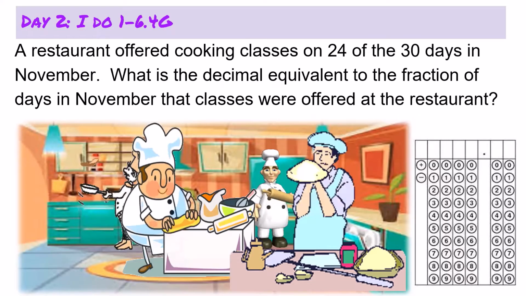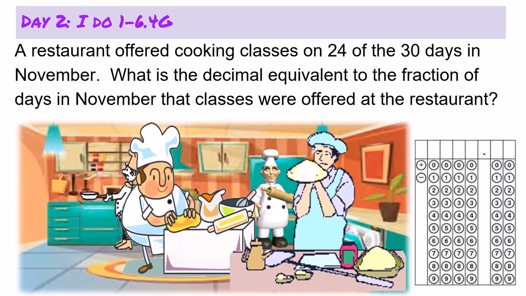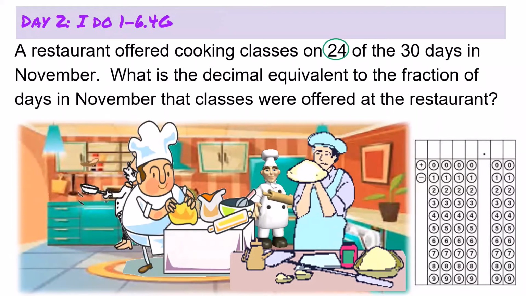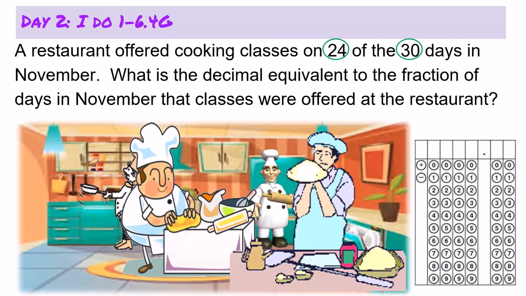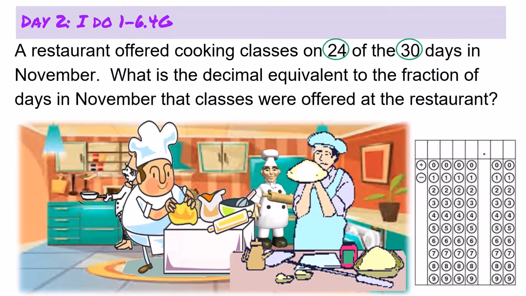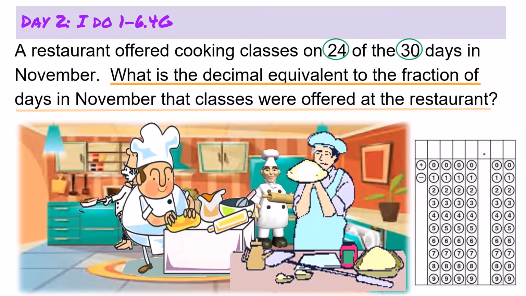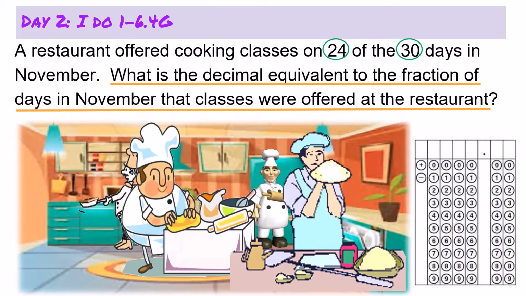Okay, let's annotate. We'll use our cube strategy. We'll start off by circling important numbers, 24 and 30. Next, we will underline the question. What is the decimal equivalent to the fraction of days in November that classes were offered at the restaurant?